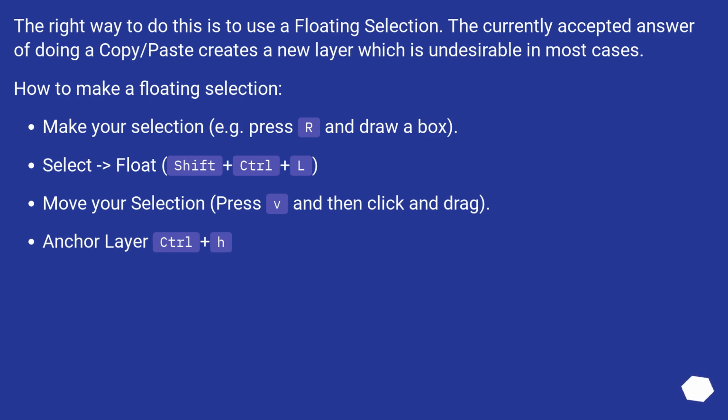The right way to do this is to use a floating selection. The currently accepted answer of doing a copy/paste creates a new layer which is undesirable in most cases. How to make a floating selection? Make your selection. For example, press R and draw a box. Select, float, Shift plus Control plus L. Move your selection, press V and then click and drag. Anchor layer, Control plus H.